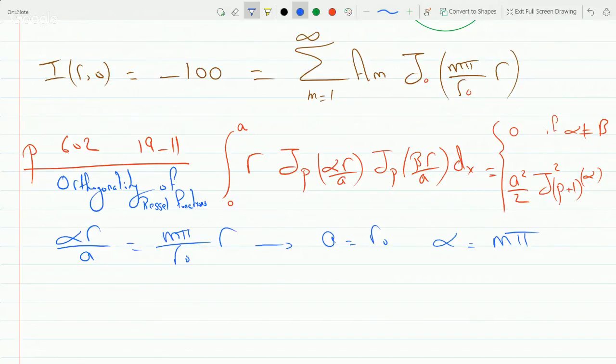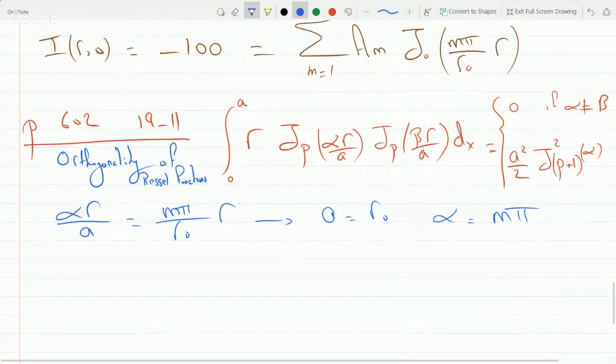Yeah, so in this case, m pi over r0 times r has to equal alpha r over a, what's inside the Bessel function here. And reading off this, a has to equal r0 and alpha has to equal m pi. And now just plug them in here in what you have.